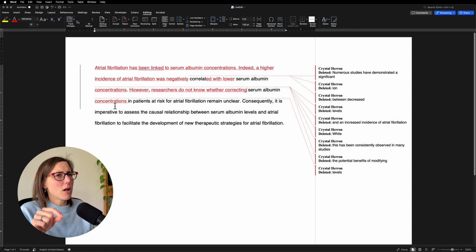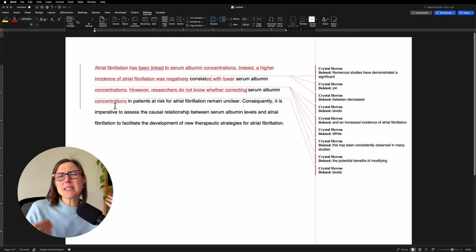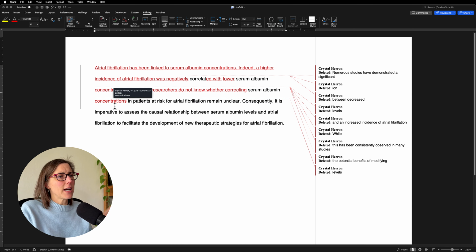However, researchers do not know whether correcting serum albumin concentrations. I like that. We could be a little more precise and say correcting low serum albumin concentrations. I don't think it's necessarily needed though, so I'm going to leave it out in this case. But that's something I'm going to keep in the back of my mind and might consider in a second pass. Okay, so however, researchers do not know whether correcting serum albumin concentrations in patients at risk.